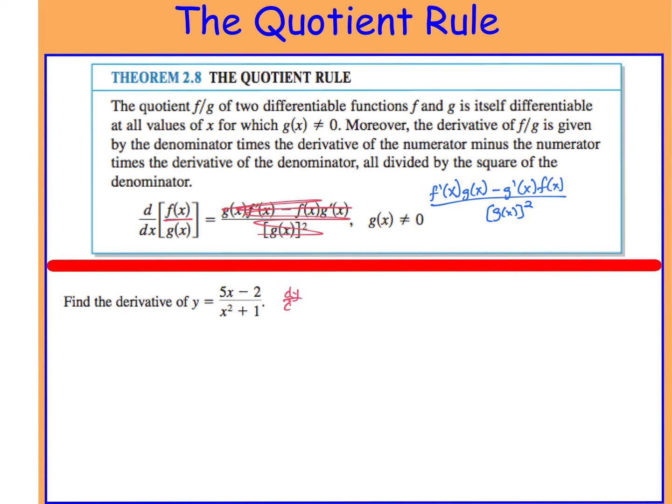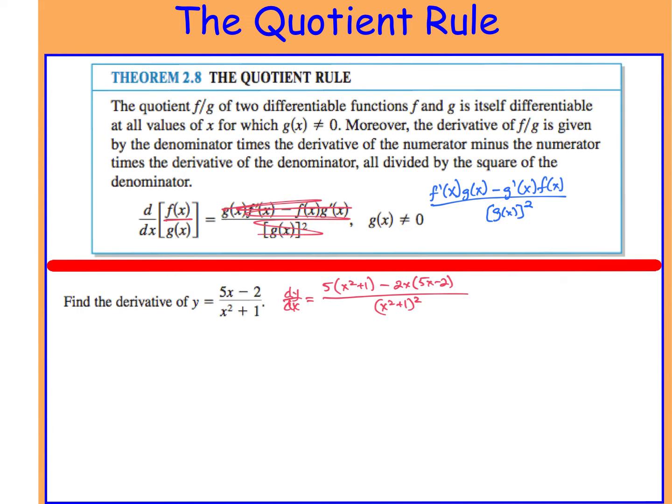So how do I notate taking a derivative? dy dx. When we take a derivative, we're going to take the derivative of the top. What's the derivative of the top? 5, times the bottom of x squared plus 1, minus the derivative of the bottom, which is 2x, times the top of 5, all over the bottom squared.